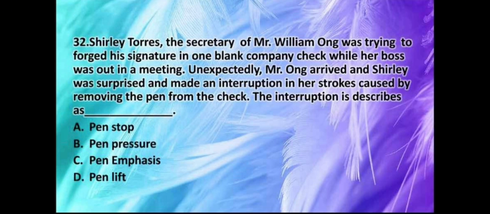So hindi siya pen pressure, okay, pen emphasis, pen lift. So ang answer dito ay pen stop po.